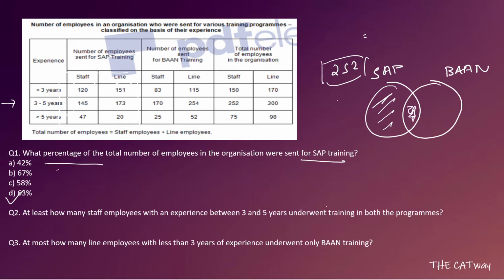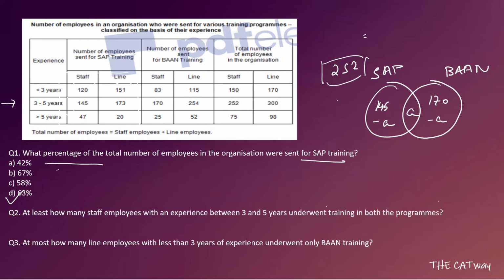That means this part will also be included, the one which is overlapping in both of them. So what we can say is, let's say that the number of people who went for both of the training is going to be A. Then the people who went only for SAP are going to be 145 minus A. And similarly for BAN, it will be 170 minus A.